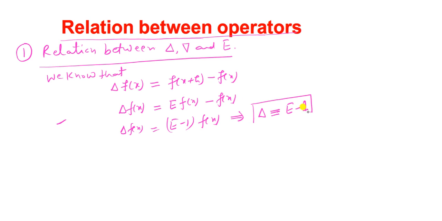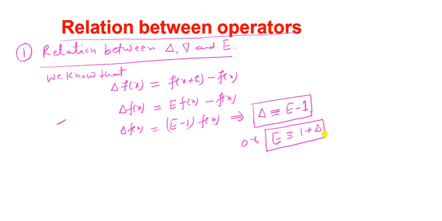So this is a relation between the forward difference operator del and shift operator E, or we can write this relation into the form of E is equal to 1 plus del, that is shift operator E is equal to 1 plus forward difference operator del.